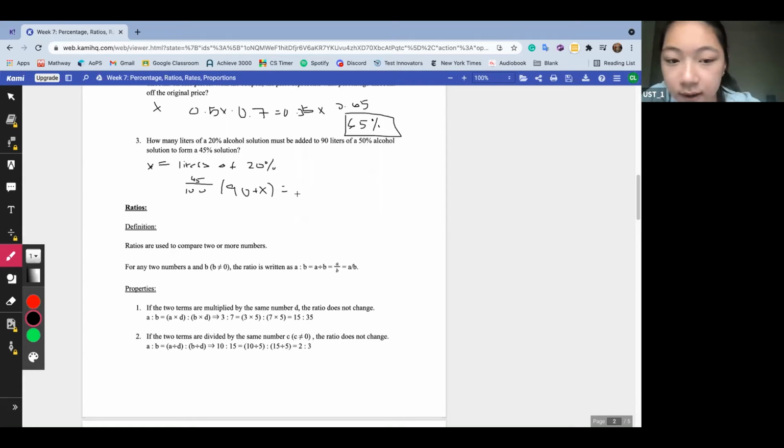And over here on the right side, we want to find the amount of alcohol in it. So first, we know that it would be 20% of X, because that's how much alcohol is in that solution. So it would be 0.2X. And then we add the amount of alcohol in the other solution, the 50% solution, and 50% of 90 is 45. So we'll have this equation. So you guys can solve it and then tell me what you get as the solution.